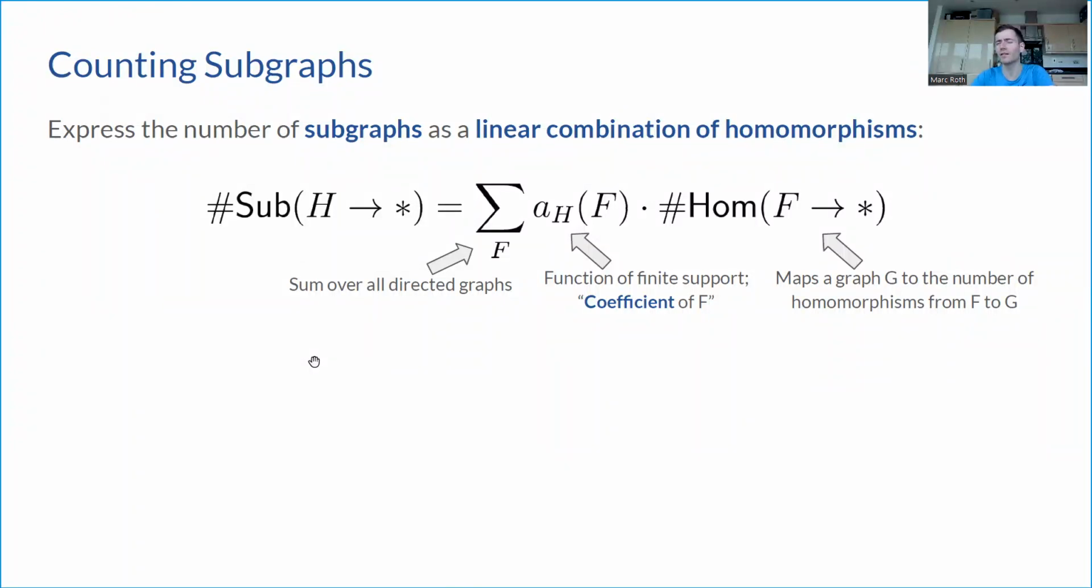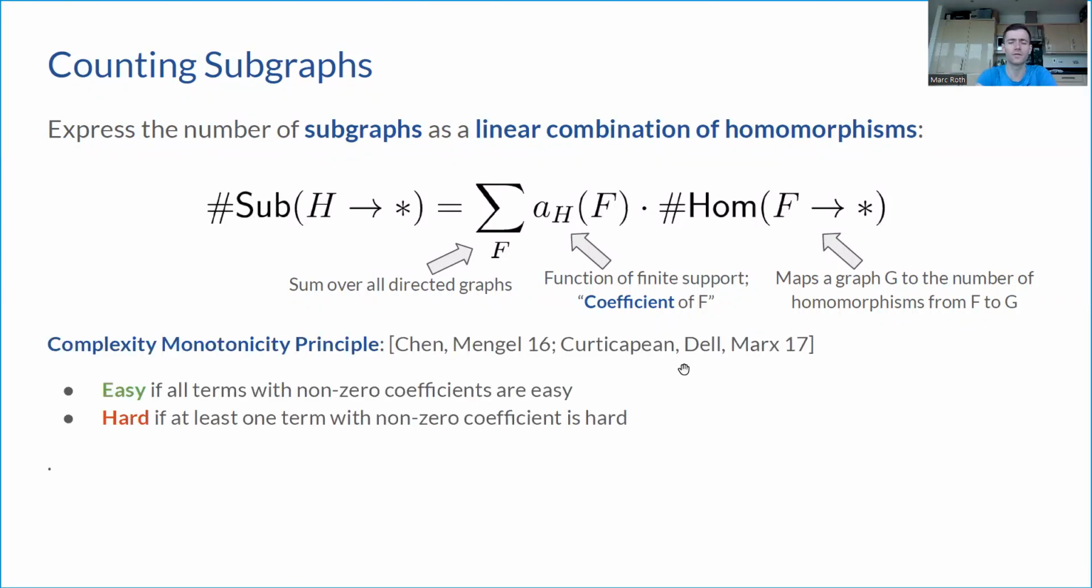Now you might ask, why would we do this? Why would we translate our subgraph problem into this linear combination? The reason is, and if you have been following parameterized counting in the last couple of years, this is not surprising to you, what is called the complexity monotonicity principle, which was independently discovered by Chen and Mengel and Curticapean, Dell and Marx. In a nutshell, it tells you that first, if you can compute all terms in this combination with a non-zero coefficient efficiently, then you can compute the entire linear combination efficiently. That's not very surprising, that's trivial. But the other direction is the interesting one.